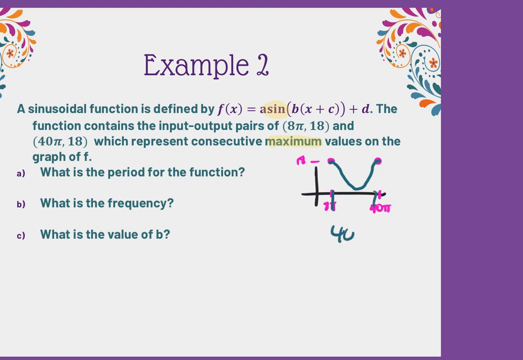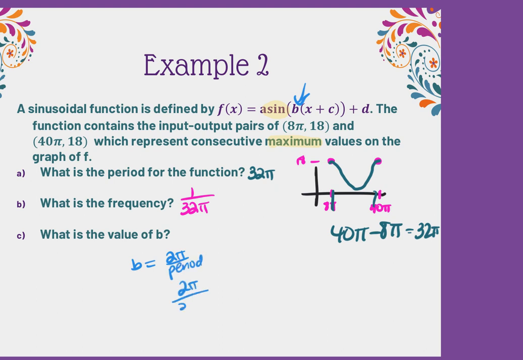From 40 pi to 8 pi is 32 pi. So that's our period, 32 pi. And then the frequency is 1 over that, so 1 over 32 pi. And then B in our equation, remember B equals 2 pi over the period. So 2 pi over 32 pi would be 1/16, and that's the value of B.